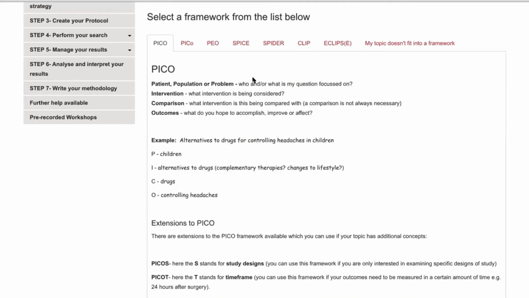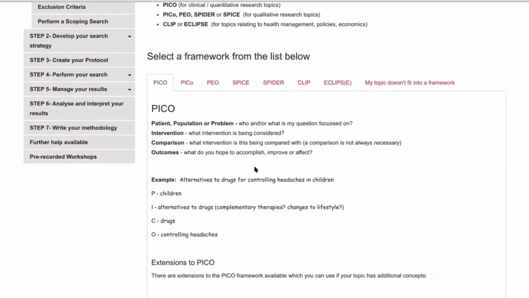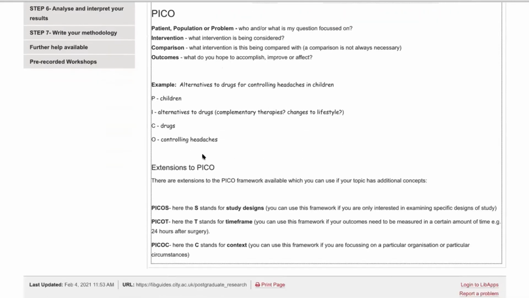I'm going to talk about PICO for a minute, though, because it's the most common, partly because intervention systematic reviews are one of the most common types of systematic reviews. In a PICO question, there's often a part of the question that gets at the patient or population, sometimes problem, but especially the population. Then there's an element of the question that gets at the intervention that's happening, often a comparison group for that intervention or that population, and then an outcome. And this then can lead to a question.